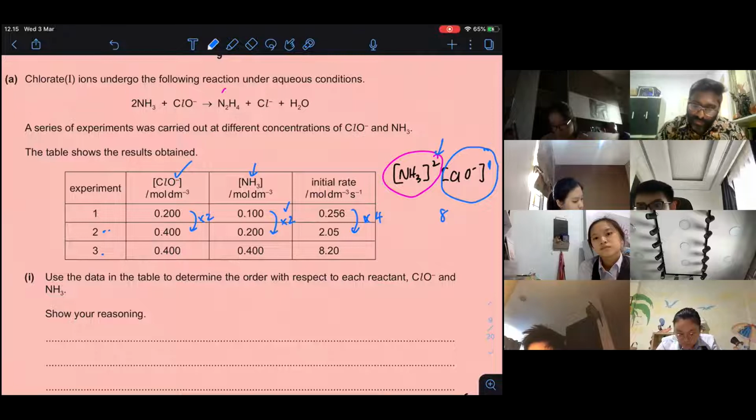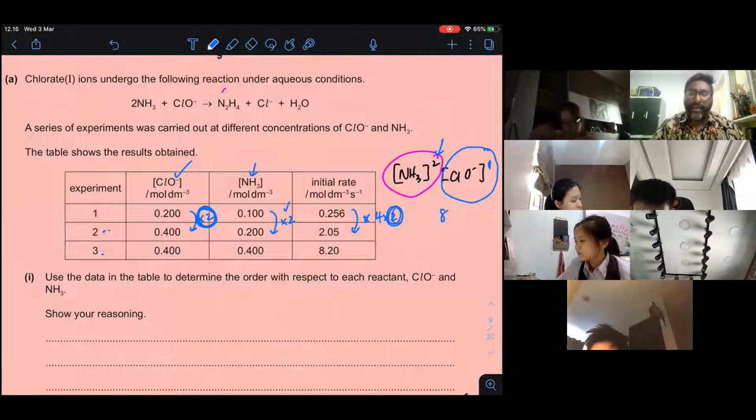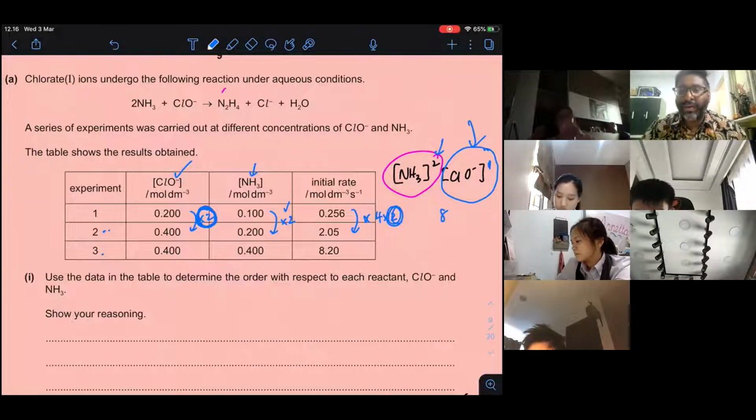So it means there is another one which is going to be 2. So that 2 must be coming from here. So you see, this one times 2, this is also times 2. So automatically, this is going to be first order with respect to ClO minus. There is no other way that I can show anymore, but this is going to be the moment you get that. That's going to be the reasoning.